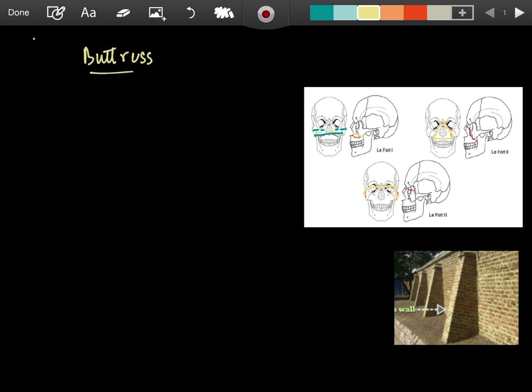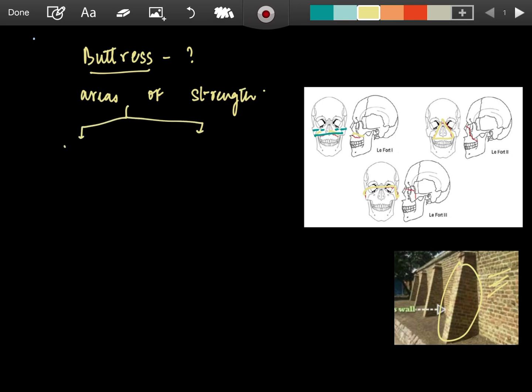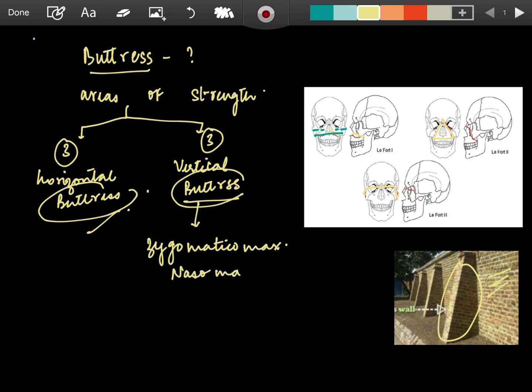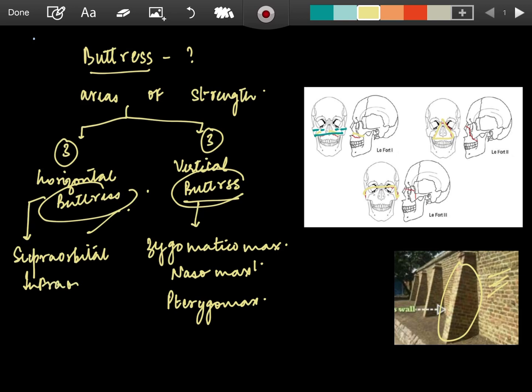Before coming to the fracture line, we will discuss the concept of buttresses. These are basically the areas of strength. As you can see, this is a wall, and a buttress is used to support. In the midface, we have 3 horizontal buttresses and 3 vertical buttresses. Basically, this is the arrangement of the trabecular pattern. The vertical buttresses are the zygomaticomaxillary, nasomaxillary, and lastly the pterygomaxillary. And the horizontal buttresses are the supraorbital, infraorbital, and the alveolar buttress. So 3 horizontal and 3 vertical buttresses.